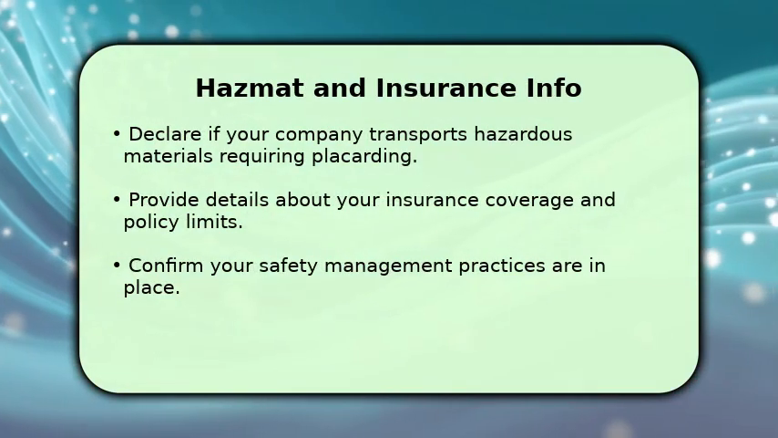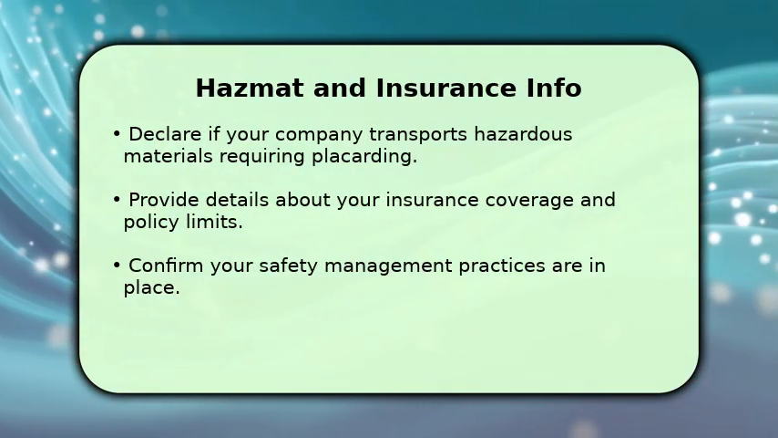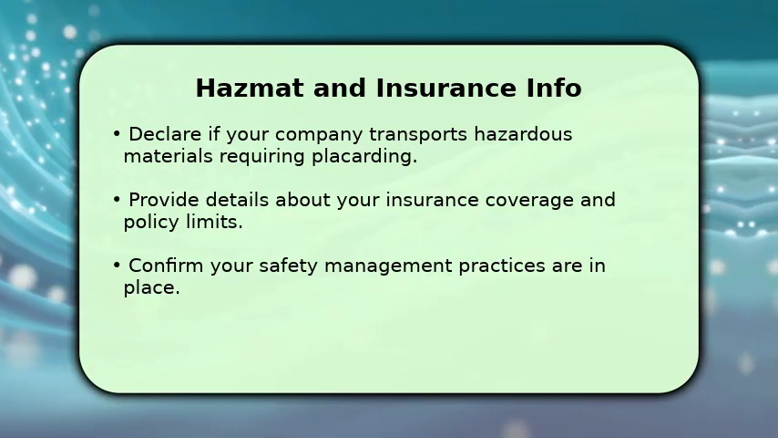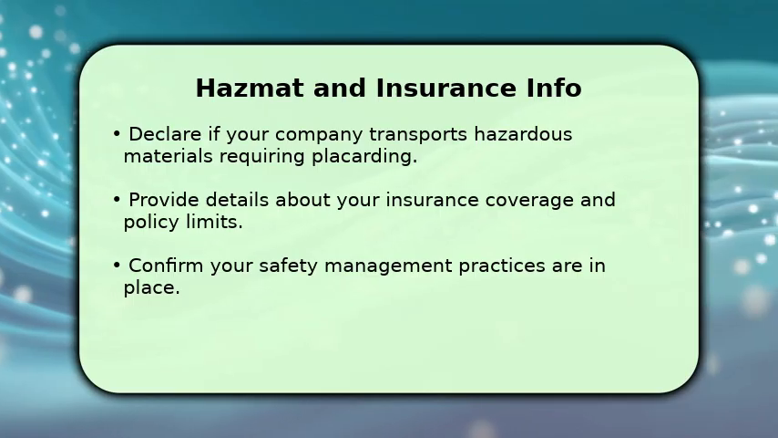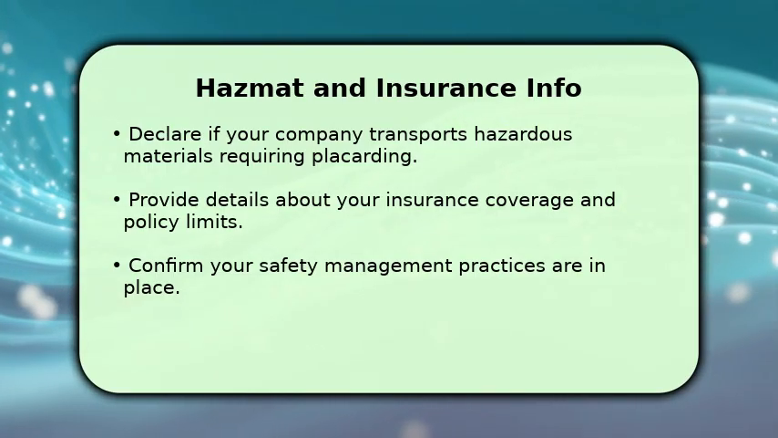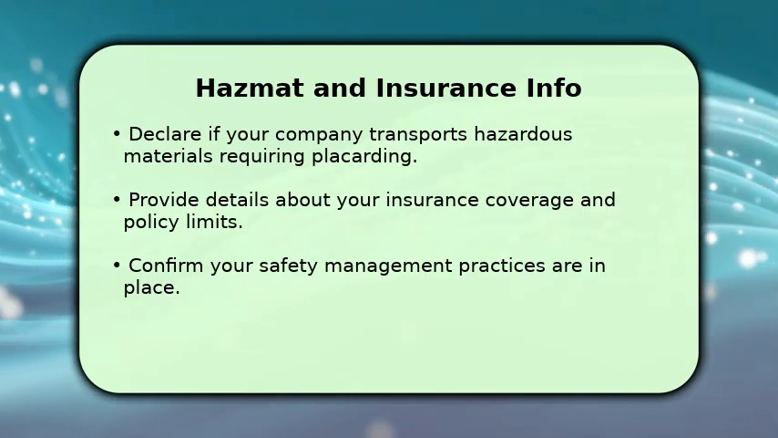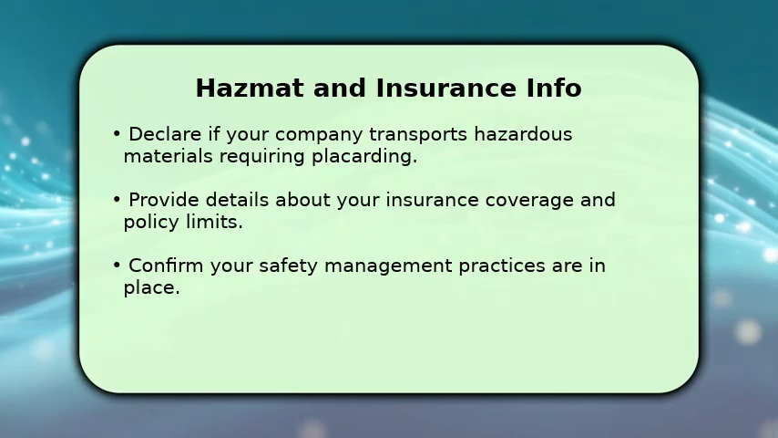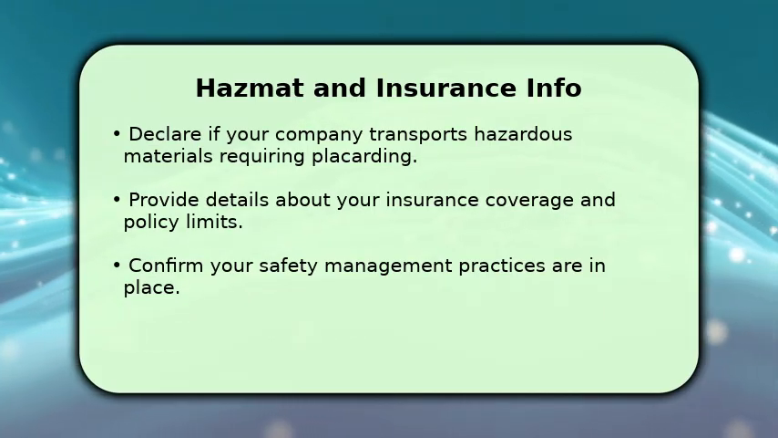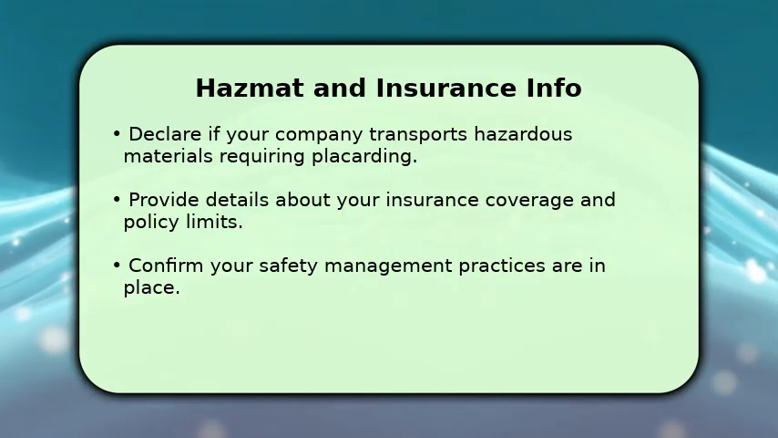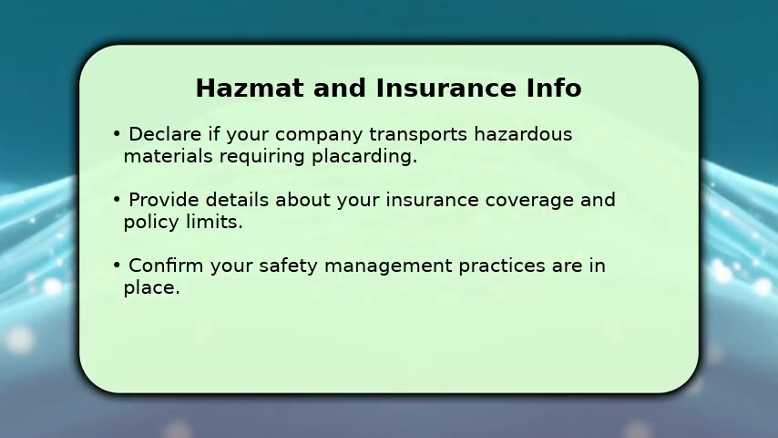Next, address hazardous materials and insurance. If your company transports hazardous materials that require placarding, you must clearly indicate this on the form. You'll also need to provide accurate information regarding your insurance coverage, including policy numbers and liability limits. Finally, confirm that your company has established and maintains robust safety management practices to ensure compliance and safe operations.